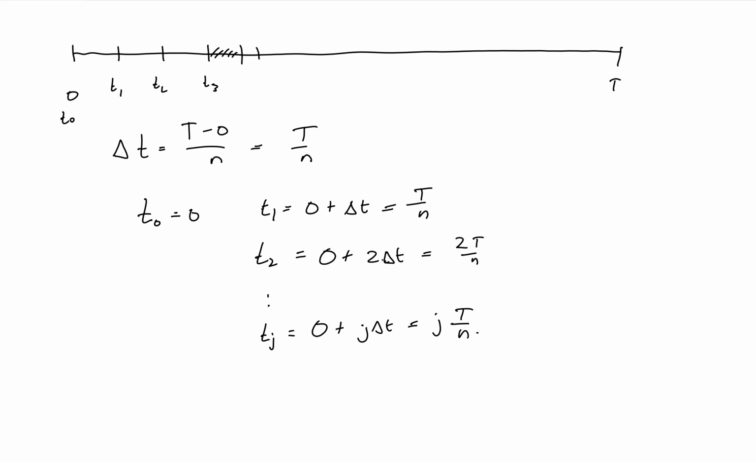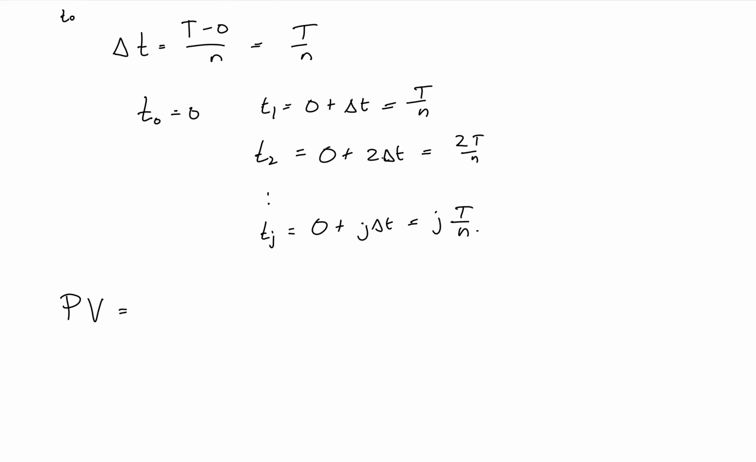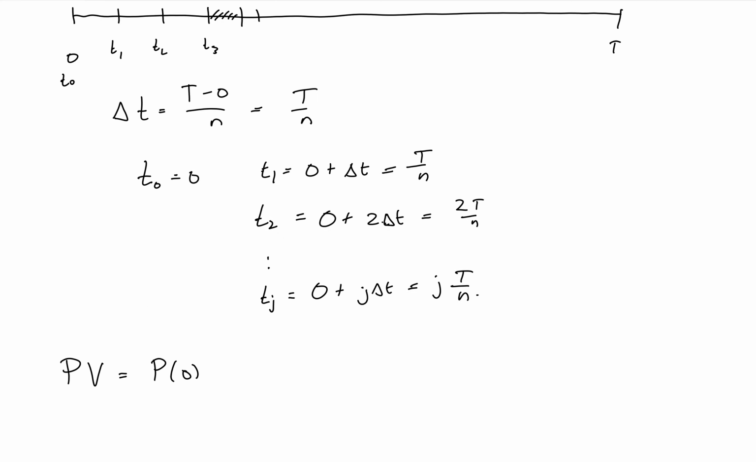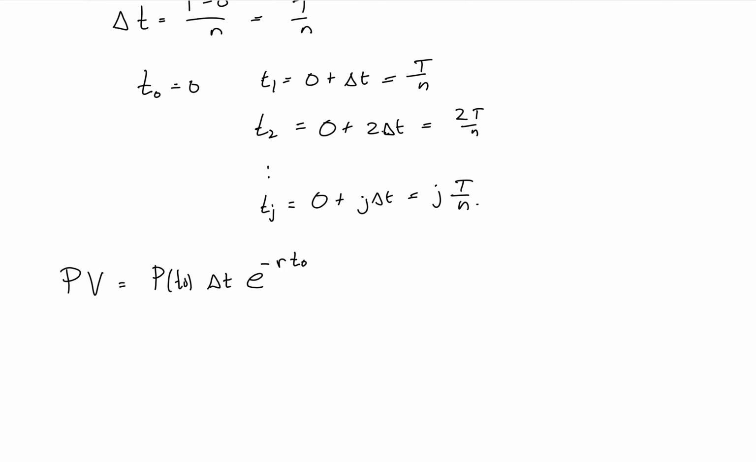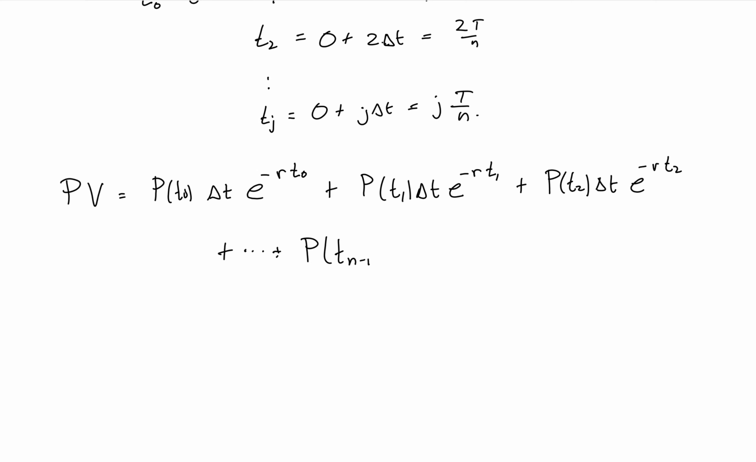And now we want to think about each one of these little intervals and bringing that back in time. So our present value, well, the first one is P of 0. I have my delta t, and then e to the minus r, and then my t0 here. Let's just write it as t0 for a minute, and then we'll fill these in. Then I have the next one, P of t1 delta t, that's the amount of money I have, and then I want to bring this back t1 in time. P of t2 delta t e to the minus r t2. And all the way up, and since we're doing the left-hand sum for this, using the left intervals, this is going to be P of t n minus 1, delta t, e to the minus r t n minus 1.